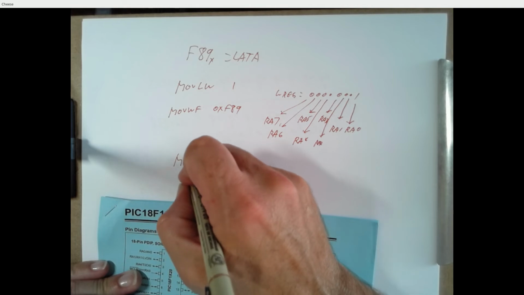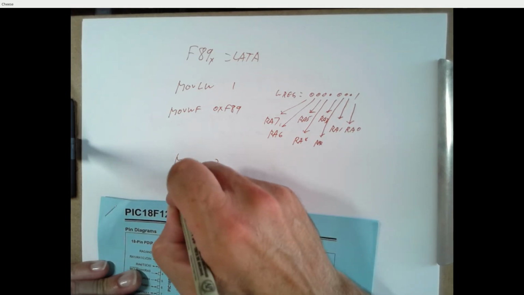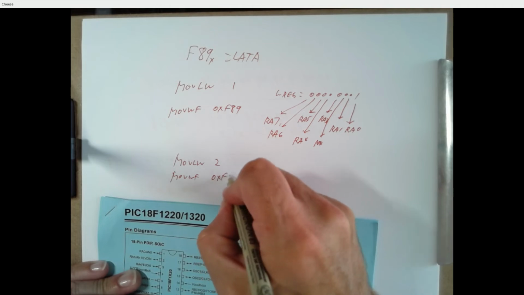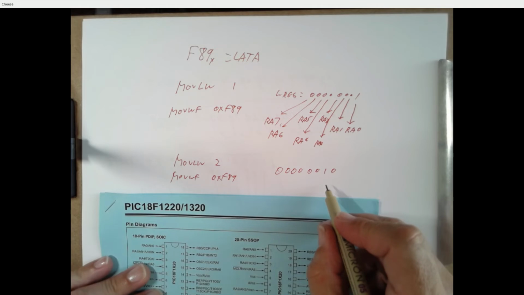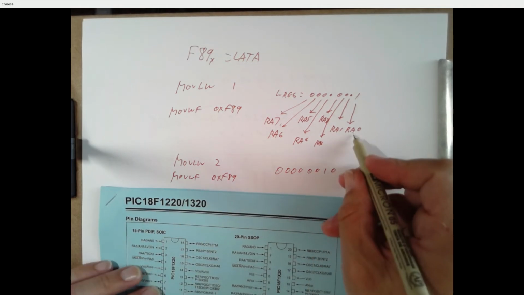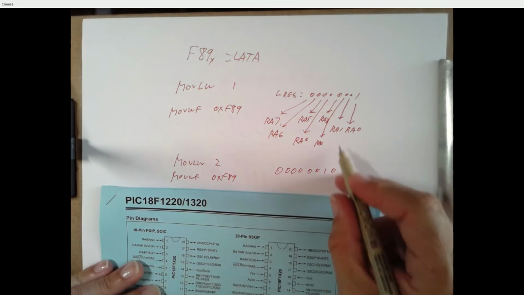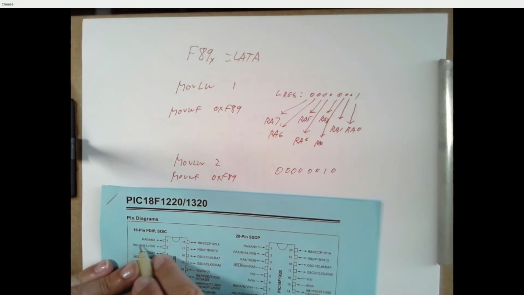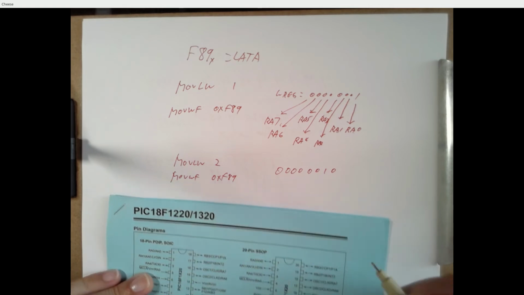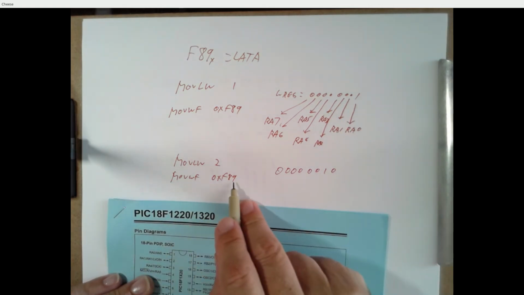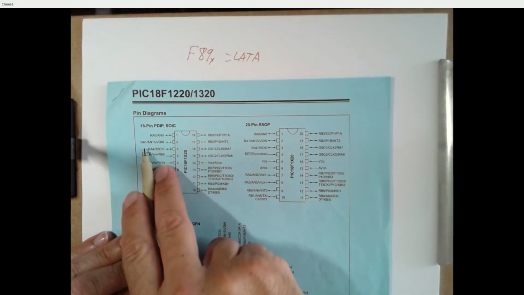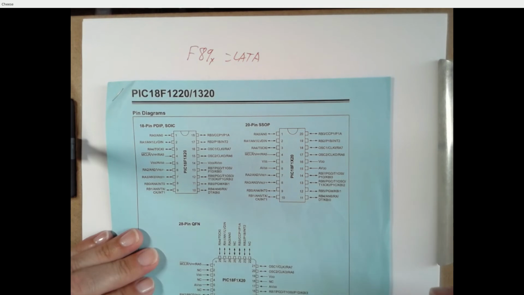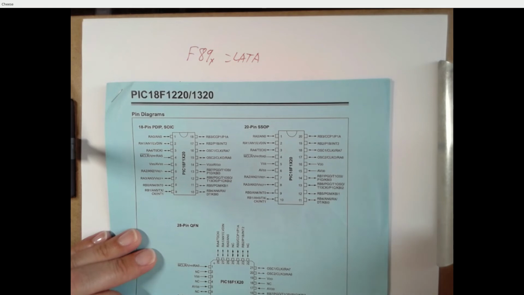But now if we say move LW2 and move WF F89, well, that's what the number 2 looks like in binary. So we're sending a 0 to RA0, so that LED would be off. But we're sending a 1 to RA1, which is on pin 2, that LED would be on. So the 8 bits that we send to this file register are sent one by one to each of these RA outputs, RA0, RA1, RA2, RA3, and so on. Okay, that's the basic setup for doing output on the PIC processor.